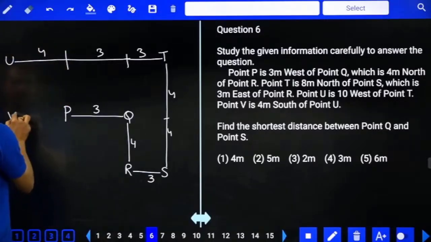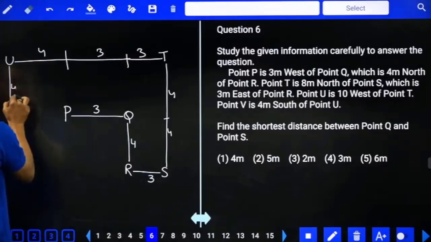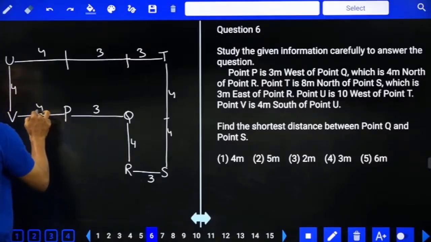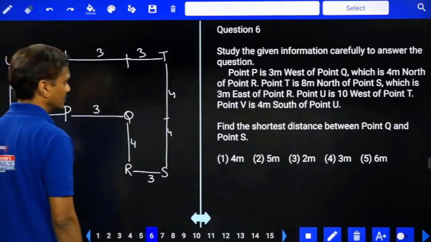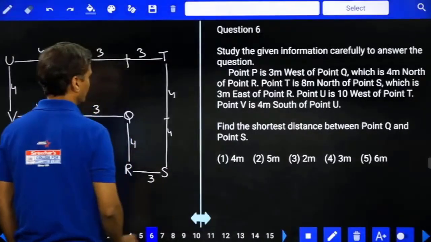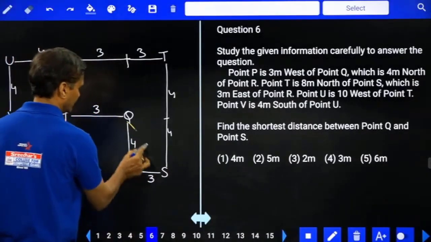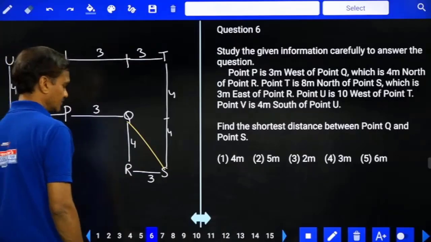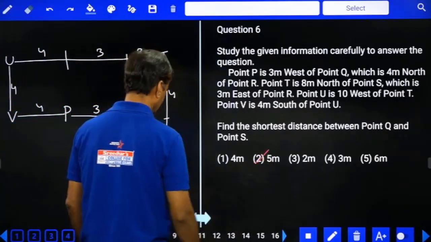V is 4 meters to the south of U. V and U, the distance is 4 meters. Now here the distance between these two is how much? 4. Then find the shortest distance between Q and S. Q is here, S is here, 3 and 4. 3 square plus 4 square, that is 5. Choice for question number 6.